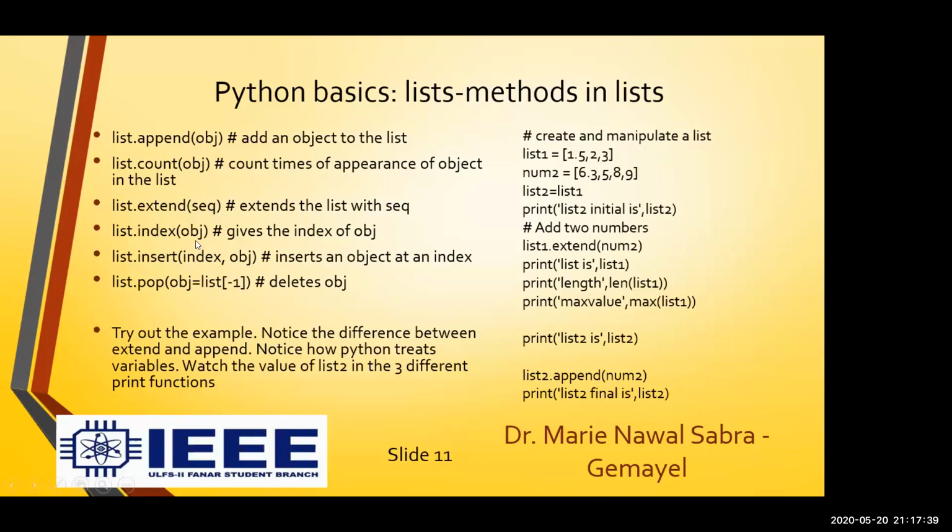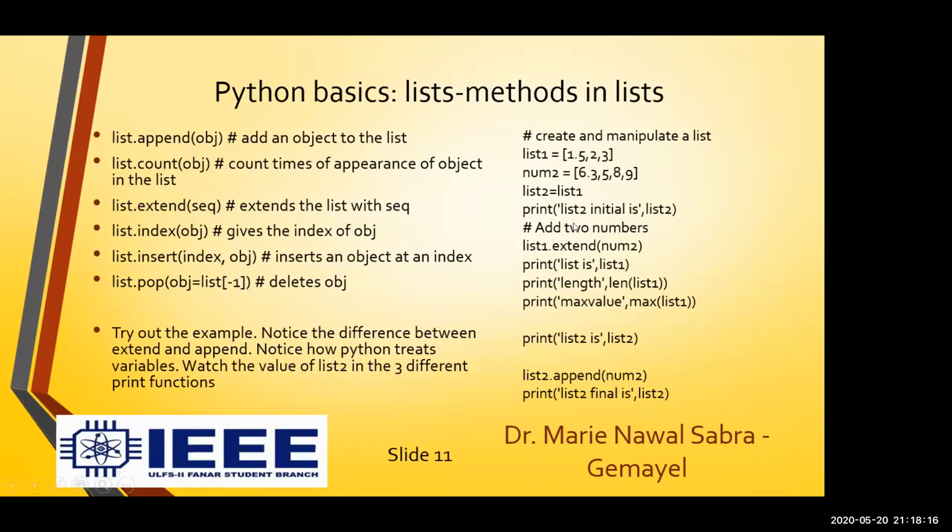Index, we just saw it. It's going to give me the position of the object within the list. And I could insert an element at a certain index, and pop is to remove an element. If I say list of index -1, in Python we can put negative indexes in the lists. This means it's counting backwards from the last element to the first element. So if I want to remove the last element, I would say pop the list of -1.